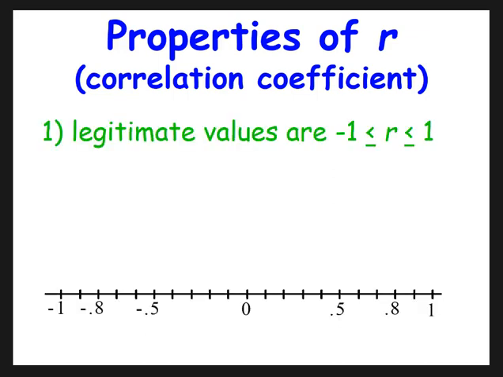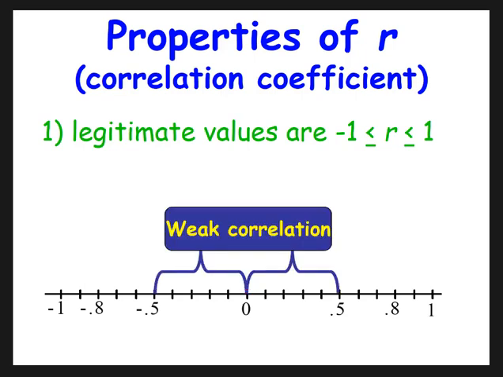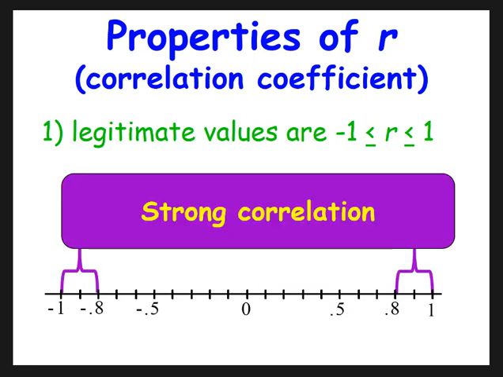So the properties of our correlation coefficient: legitimate values, the correlation coefficient r will always be between -1 and +1, where 0 is no correlation at all. Between 0 and 0.5 in either direction is a weak correlation. Between 0.5 and 0.8 is moderate, and from 0.8 to 1 or -0.8 to -1, those are strong correlations.